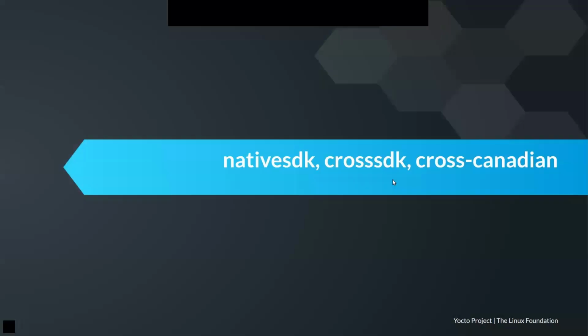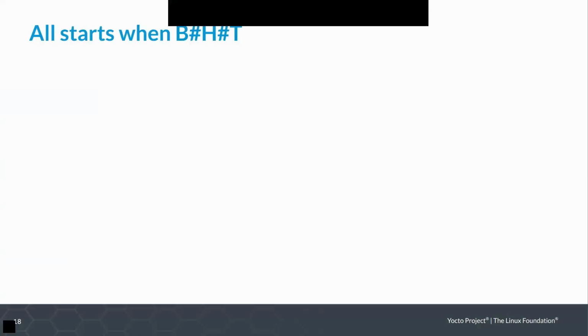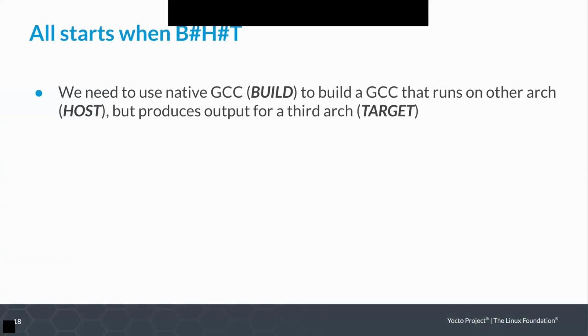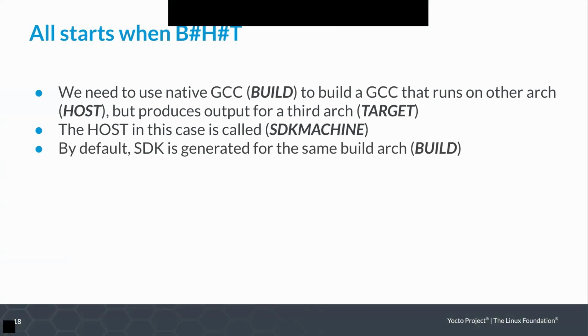Now, getting into the real horror movie that my friend is talking about, which is native everything that's related to the SDK. This all starts when build, host and target are all not the same. So we need to use the native GCC that runs on your build system to build another GCC that runs on another architecture, which we call host. But that second GCC will produce something for a third architecture, which we call target. The host in this case is called SDK machine in Yocto. By default, SDK is generated for the same architecture as build.